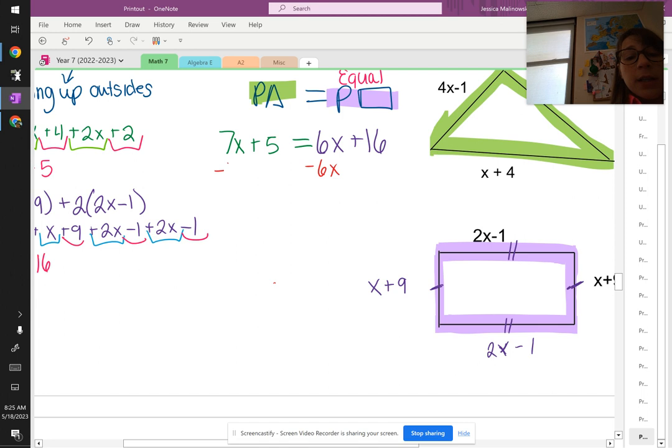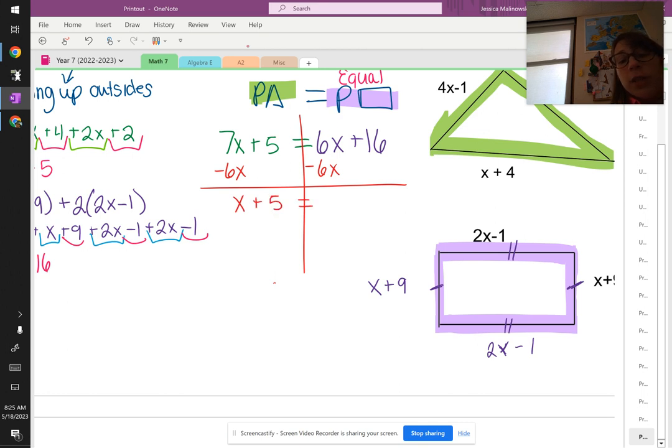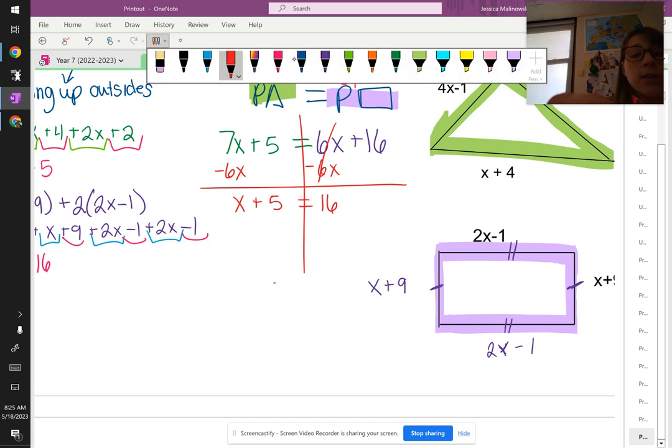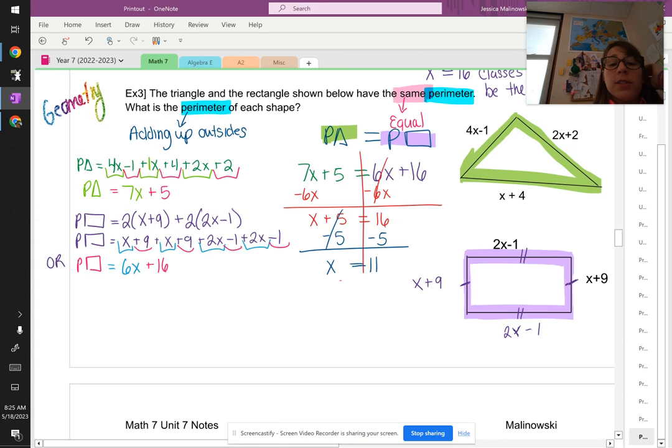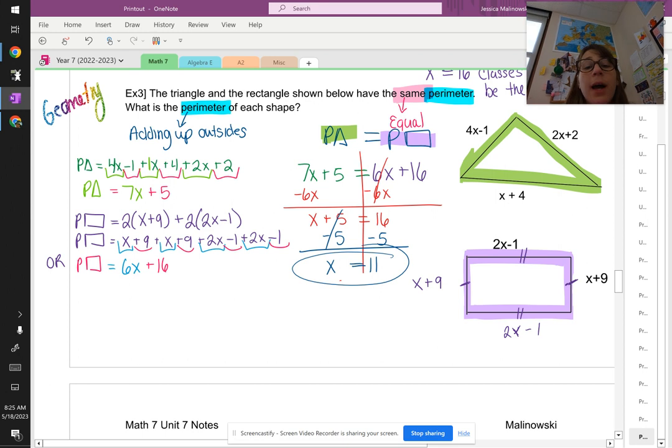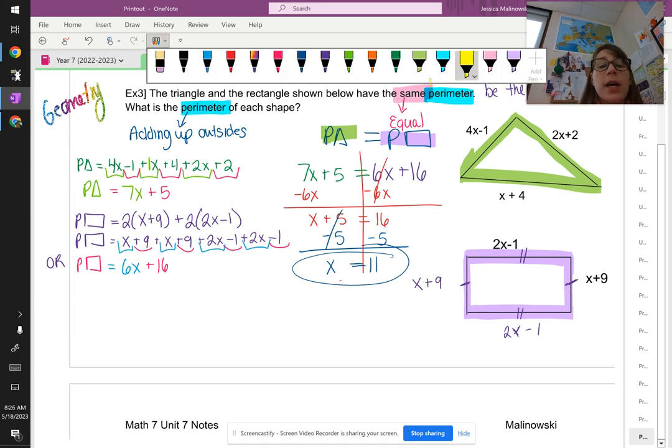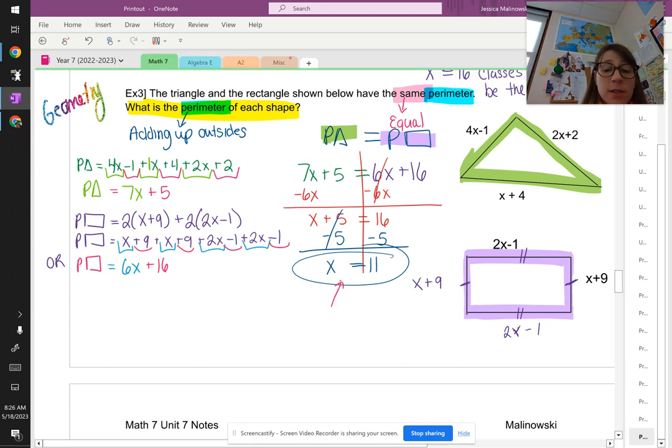Isolating the variables by getting them all on the same side of the equal sign first. 7x minus 6x leaves me with a plain old 1x, or just x. Those cancel. My positive 16 carries down. This positive 5 is preventing x from being alone, so I'm going to minus 5 to both sides. 16 minus 5 gives us x equals 11. But now we have not quite answered the question yet, because it was asking for the perimeter of each shape. All I found was the value of x. This is the value of x, not your perimeter.